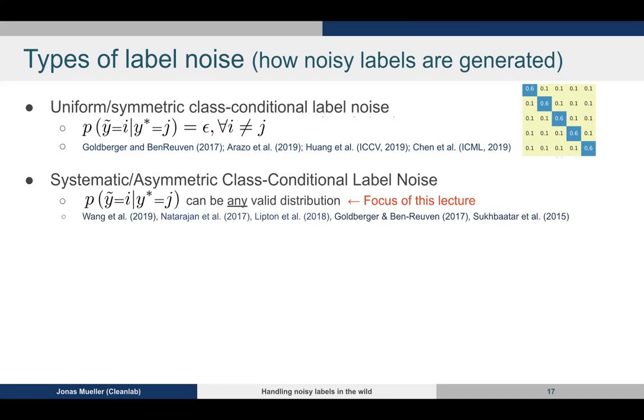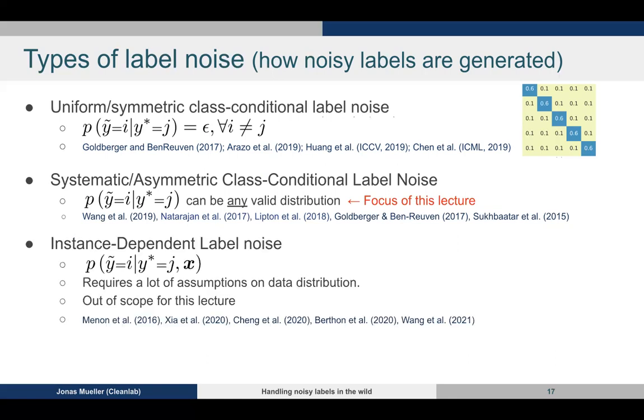What we're going to focus on in this lecture is a more general formulation of noise in which the flipping rates of different classes can be different. Some classes may be noisy at one rate, while other classes, which are harder to annotate, may be more noisy.